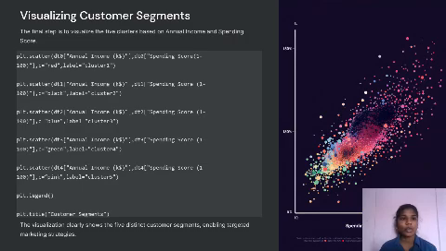Visualizing customer segments. The final step is to visualize the clusters based on annual income and spending score. plt.scatter(dt0['Annual Income'], dt0['Spending Score (1-100)'], c='red', label='cluster 1'). plt.scatter(dt1['Annual Income'], dt1['Spending Score (1-100)'], c='black', label='cluster 2').